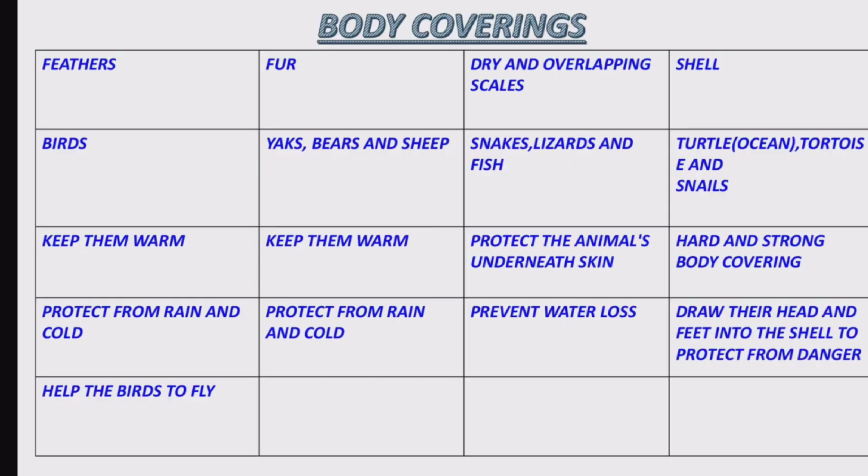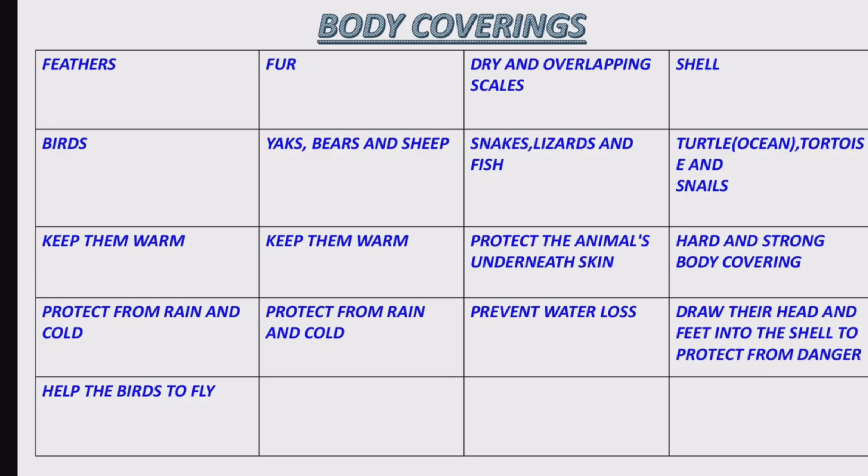Now our next topic is body coverings. Different animals have different types of body coverings to survive in the different habitats. I have divided them into four categories: feathers, fur, dry and overlapping scales, and shell.